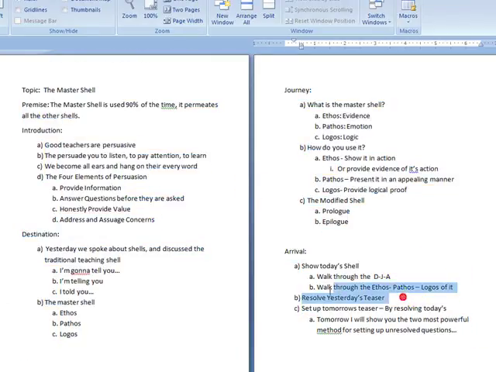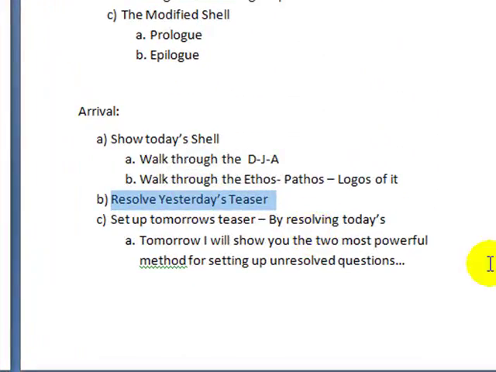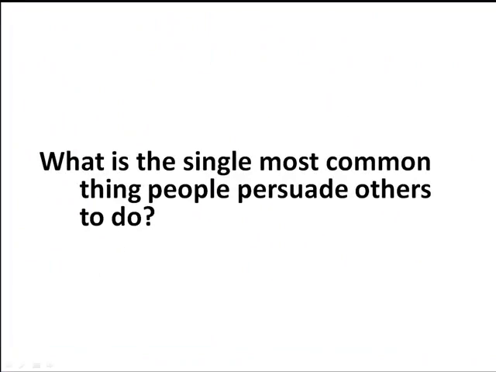Now, oh, it says I need to resolve yesterday's teaser. I forgot to do. So you probably already guessed. Yesterday's teaser, the question was, what is the single most common thing people constantly try to persuade others to do? Hopefully by the end of this presentation, you've already guessed the answer, which is we try to persuade other people to listen to us, to pay attention to what we have to say. Constantly. You'll see this everywhere you care to look. It's the biggest challenge advertisers have to get over, is just to get people's attention.